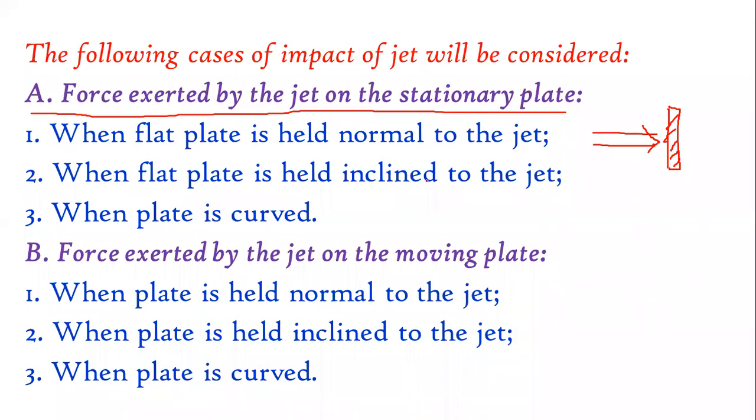Then the second case, when the flat plate is held inclined to the jet. In this case the plate was inclined, and the jet was acting at an inclined position, and the jet and the plate were at an angle theta. But in the first case the jet and plate were normal to each other, or striking at 90° to each other. So both these cases we have studied up to the last lecture.